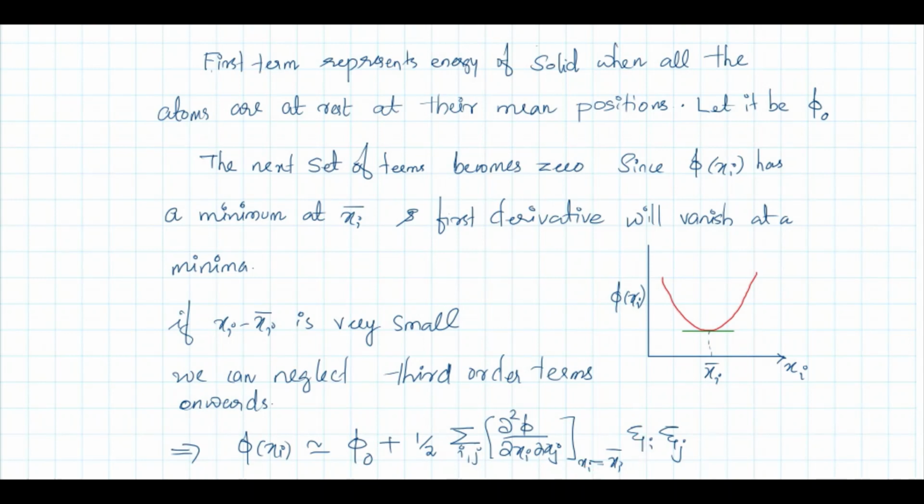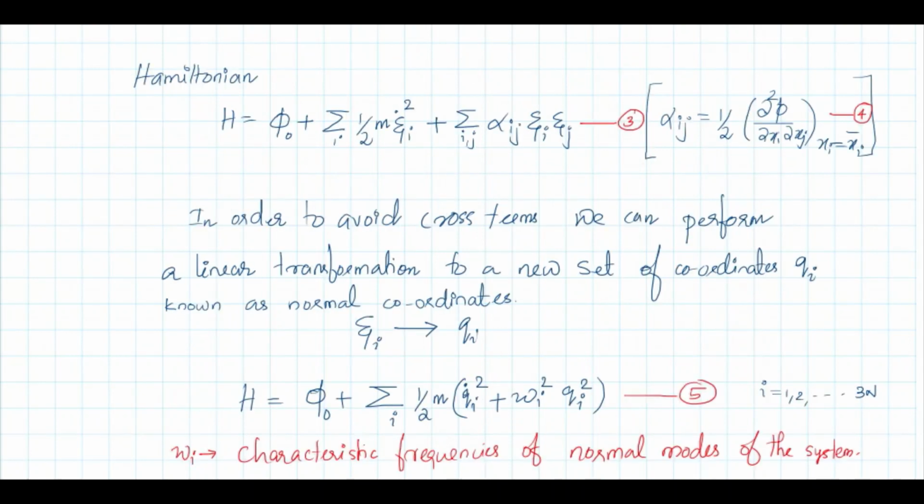Once we have kinetic energy and potential energy, we can write the Hamiltonian as the sum of kinetic energy and potential energy. So it is φ0 plus sigma i half m θi dot square plus sigma i,j αij θi θj. This is equation number 3, where αij is nothing but half into ∂²φ/∂xi∂xj evaluated at the equilibrium position.